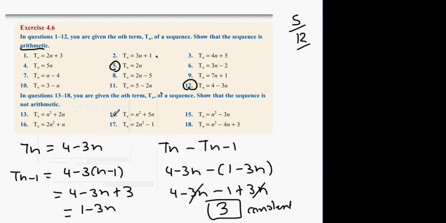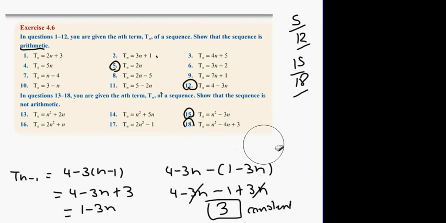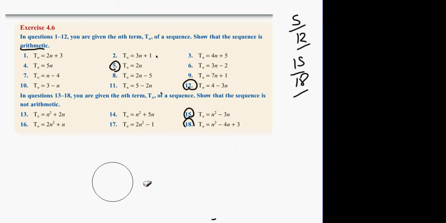So what we're going to do next is question 15, and then followed by 18. So 15 and 18. Now, in question 15, what we have to do is show that the sequence is not arithmetic. So we're basically going to show that Tn minus Tn minus 1 is not equal to a constant.